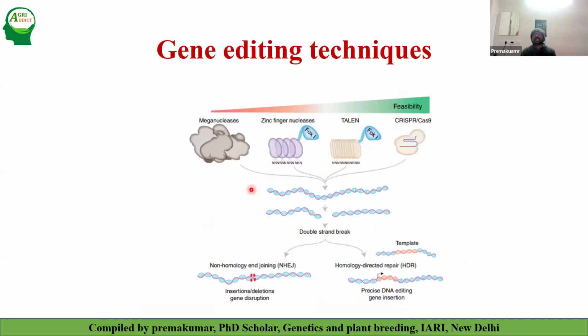Then what are the different genome editing technologies? There are earlier ones, not only CRISPR. Nowadays we are talking about CRISPR. Before CRISPR, there are several technologies like meganucleases, zinc finger nucleases, and TALEN. These three techniques were available, and these techniques came after 2009. Like in 2009, the actual discovery of CRISPR-Cas9 has taken place.